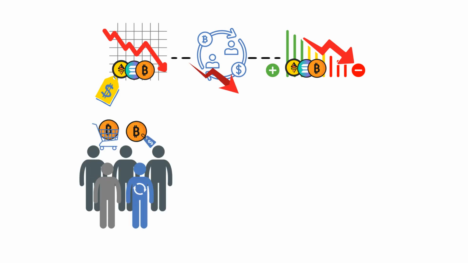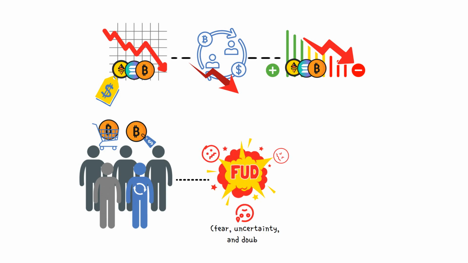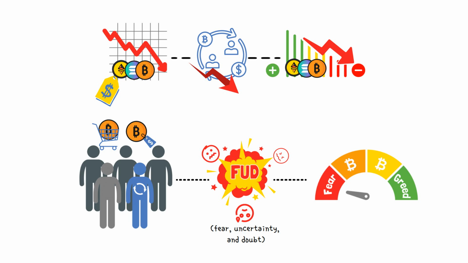When the prices and trading volume decrease, it naturally leads to a decrease in the overall trading activity. This means that fewer people want to buy or sell their crypto assets. Such characteristics indicate that FUD, fear, uncertainty, and doubt, are taking over the overall market sentiment.